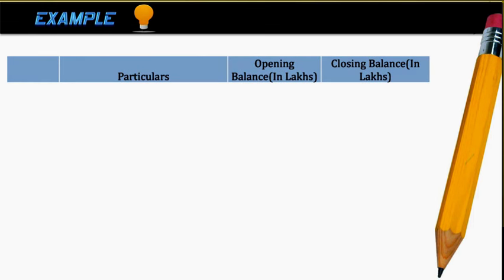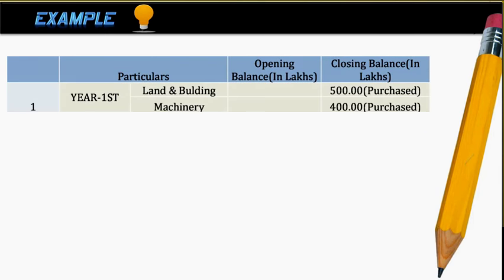Here is an example to illustrate all the above facts. ABC Company has the following items in their books. Year 1, bought PPE worth rupees 900 lakhs. In this, land and buildings are of rupees 500 lakhs and the rest are machinery.